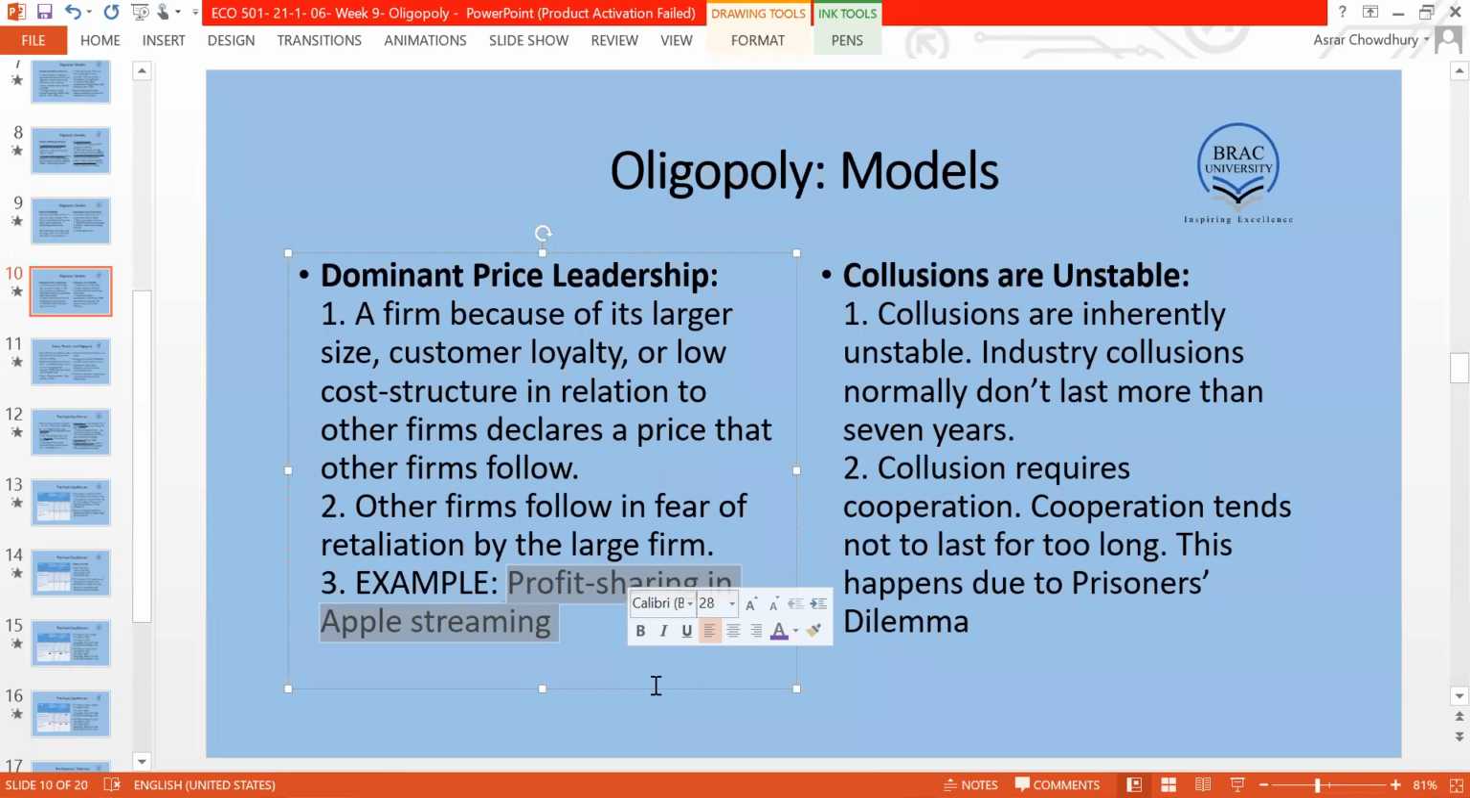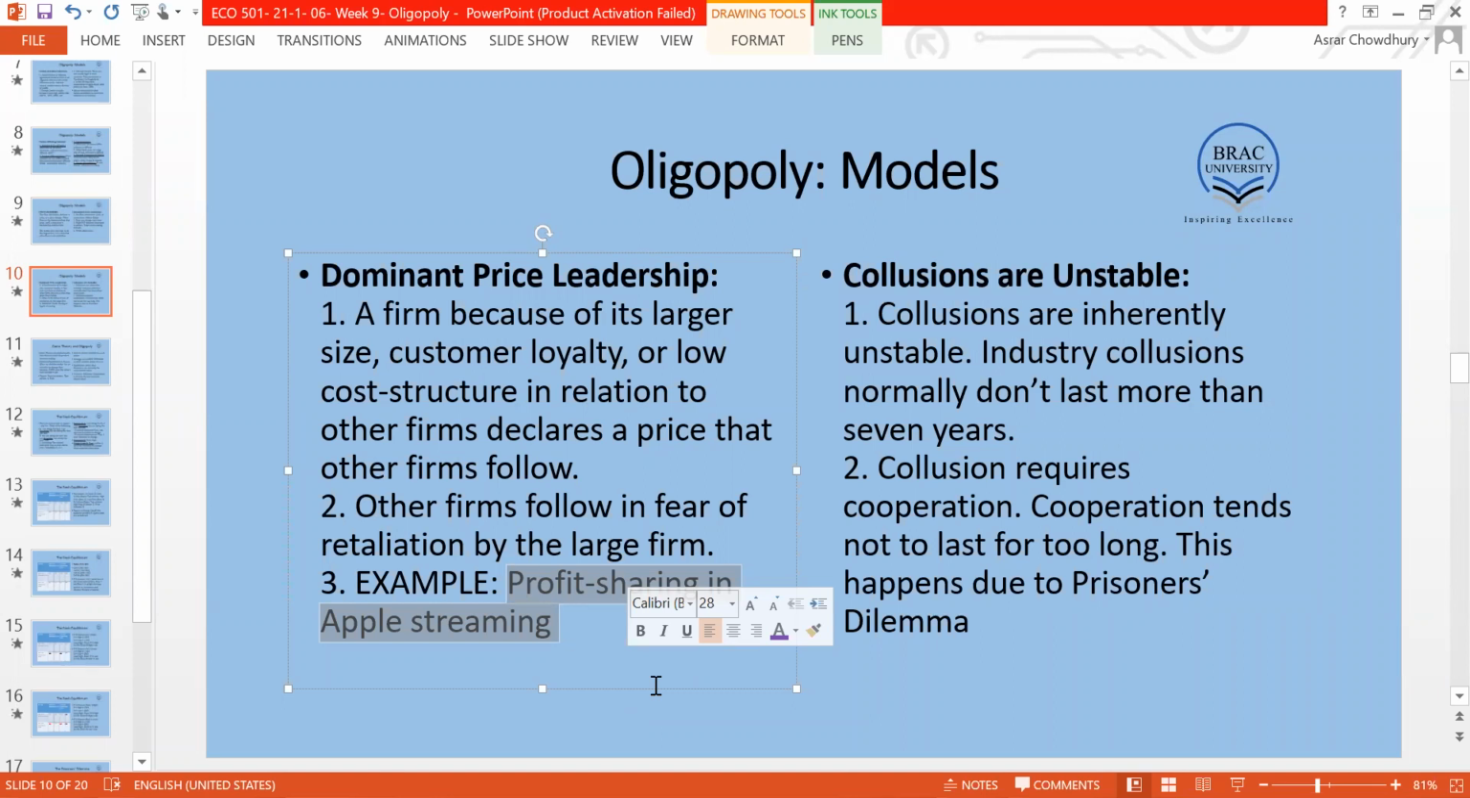Acha, if you are a film producer in Bangladesh, if you get the chance to enter the Chinese market, will you argue with them? Definitely not, sir. Definitely not. This is dominant price leadership. Because China has a physical platform, because Apple has a virtual platform.